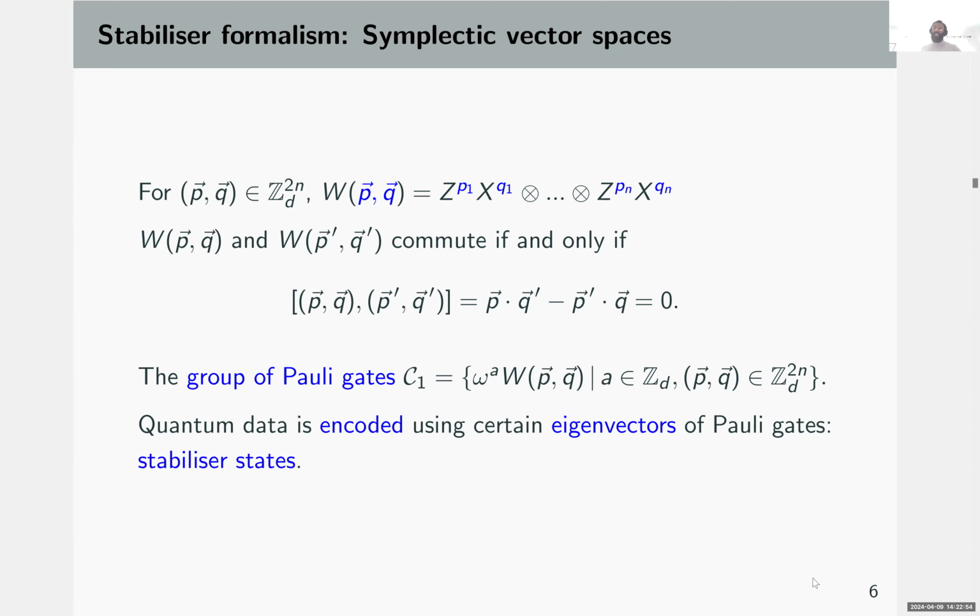Okay, so these Pauli gates play an essential role in defining stabilizer codes. Basically, we're going to use eigenvectors of these Pauli gates, or at least of large groups of Pauli gates. We're going to use their common eigenvectors to encode quantum data. These eigenvectors of Pauli gates are called stabilized states. They're going to be used to encode 0, 1, or 00, 11, and the choice of what stabilizer code we're going to be using is basically a choice of which eigenvectors we use to encode them.